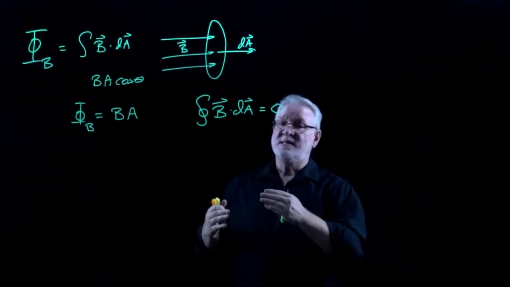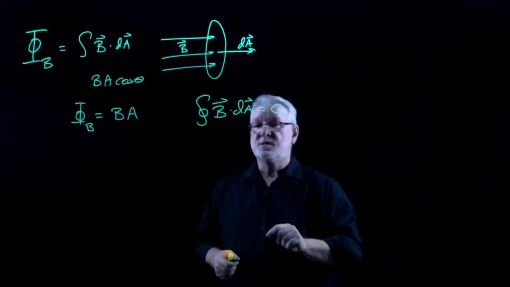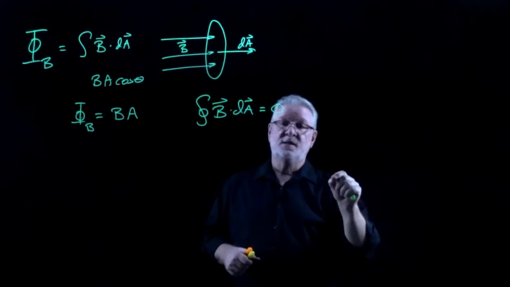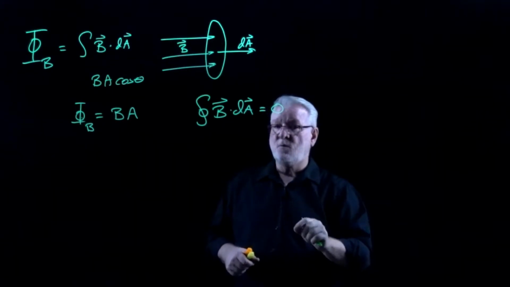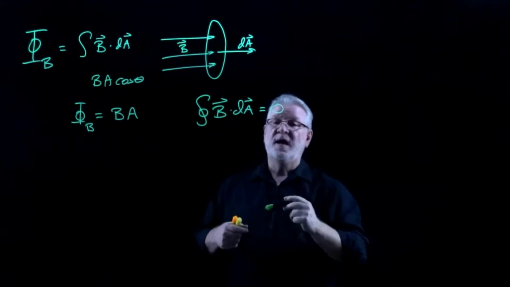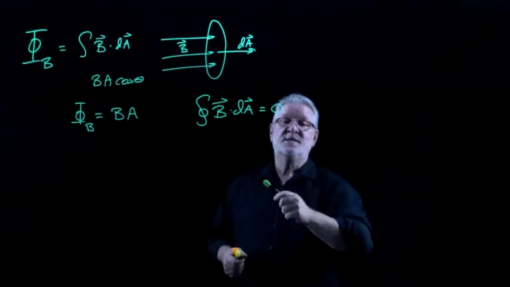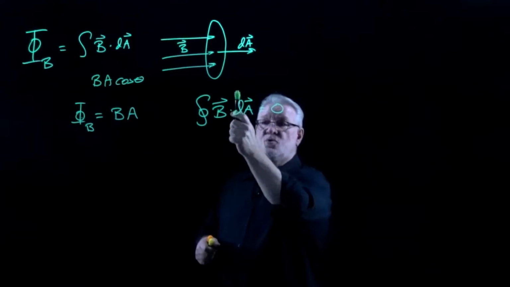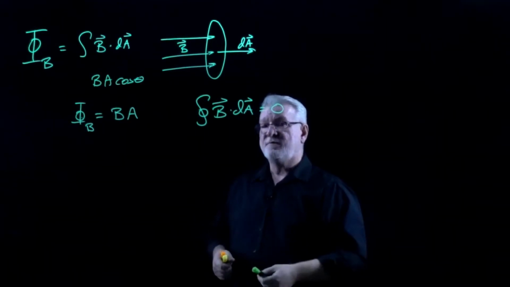Well, once that's the case, every field line that pierces the surface must pierce it twice. And that means the negative flux and positive flux will be exactly equal to each other. So if I integrate over any closed surface, I must get 0 if it's the magnetic field I'm integrating over. So that's a true statement, which is called Gauss's law for magnetism.